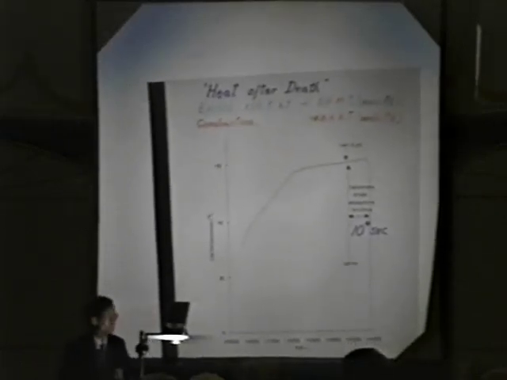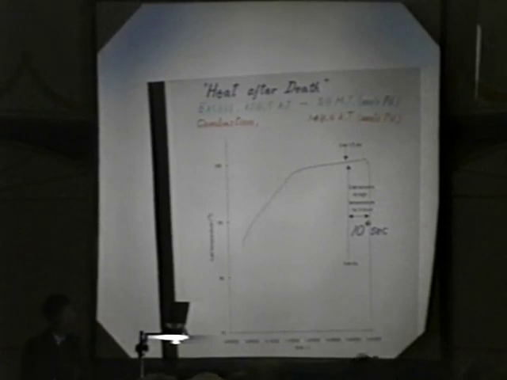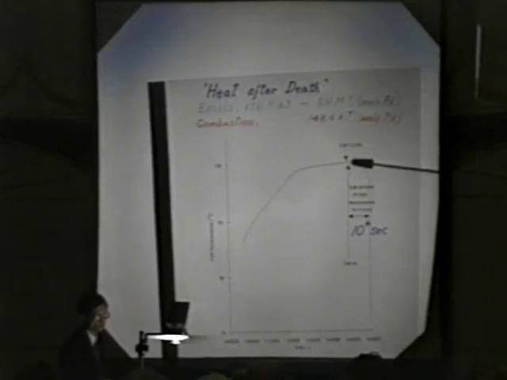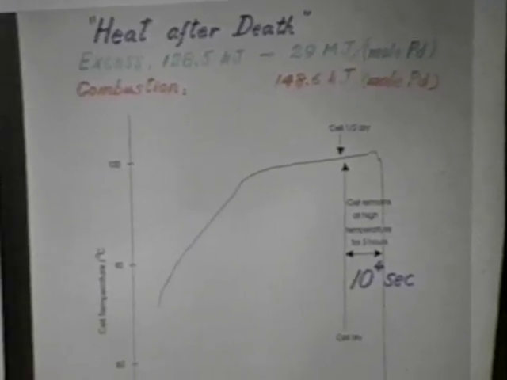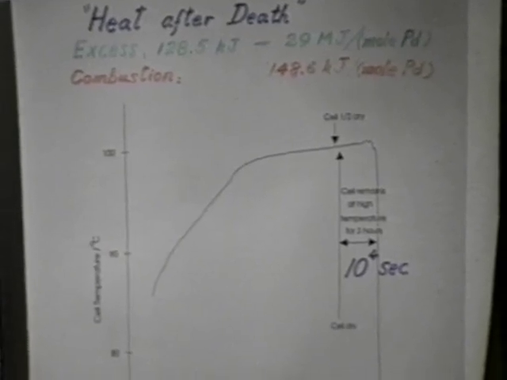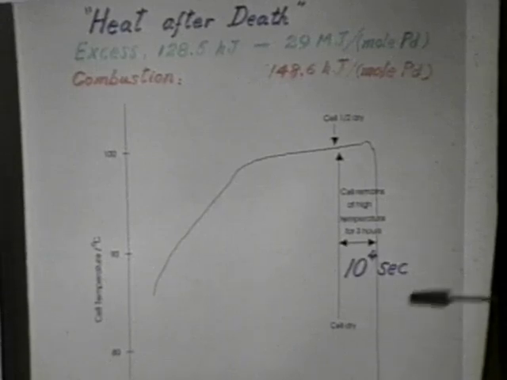Let's look at heat-after-death data. This is the time, accurate to 1 second, even better than 1 second. This is the temperature; here is 100 degrees. It's accurate to millidegree. So when we see this data, it shows that when the electrolysis stopped and there was no power input, the power output kept going for 3 hours. It's 10 to the 4th second. This is a reliable number.